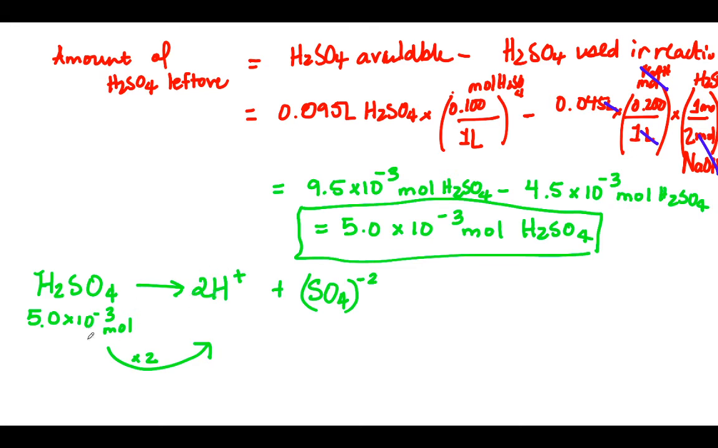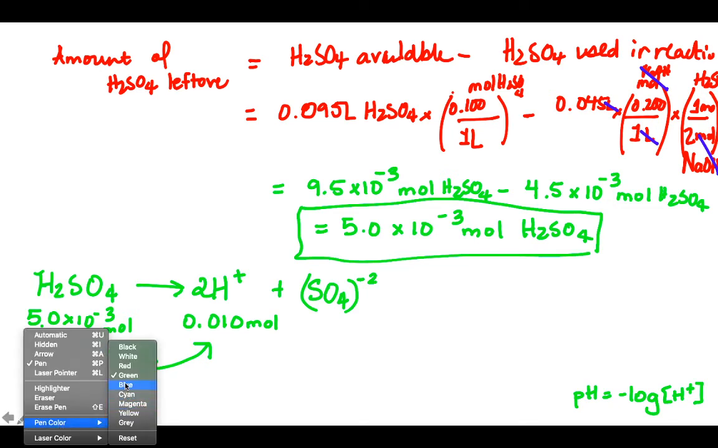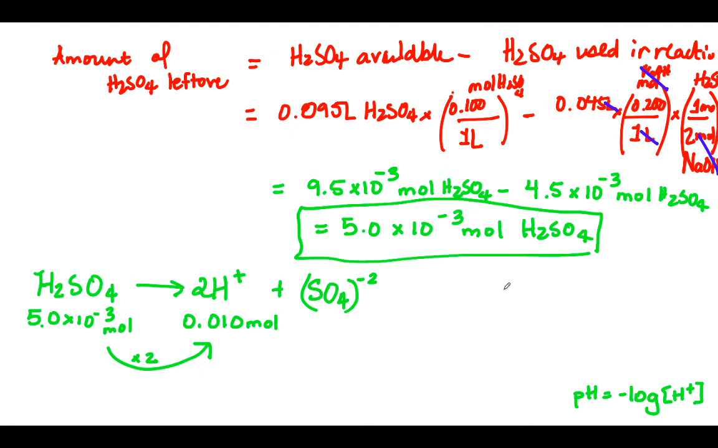So when I multiply this value of moles by 2, I'm going to get 0.010 moles of H plus. Now remember, pH is equal to the negative log of the concentration of H plus. So what I have here is the moles of H plus. How do I find the concentration of H plus? And that has to do with moles divided by liters. So concentration of H plus is equal to 0.010 moles of H plus divided by the volume.